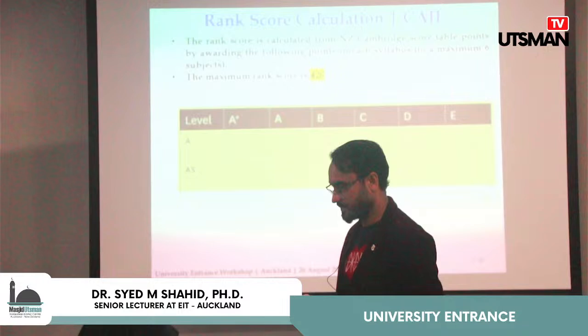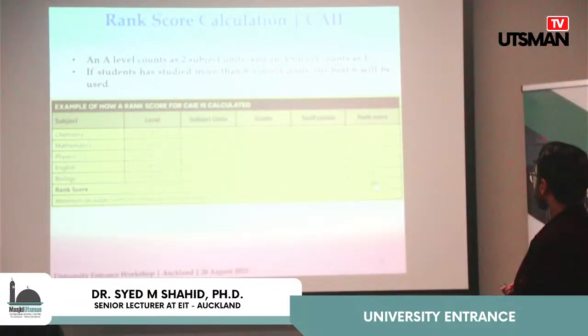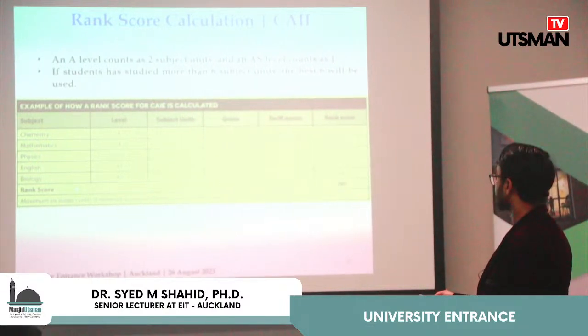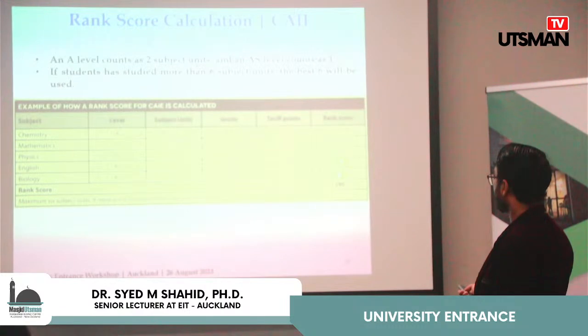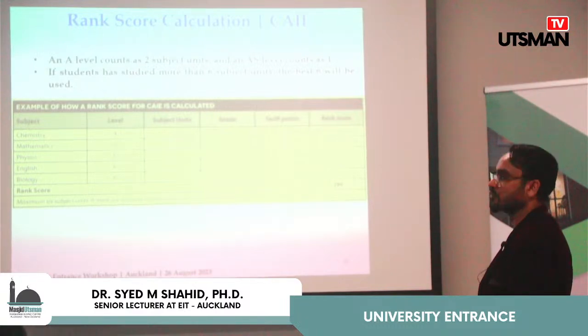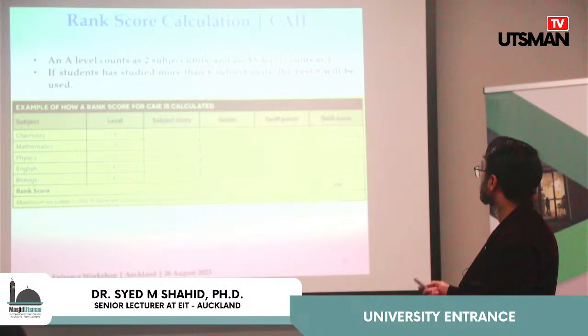This is an example. Chemistry, maths, physics, English, biology. 100, 100, 50, 40. No points here because of only 4 subject units. This way you can easily calculate.